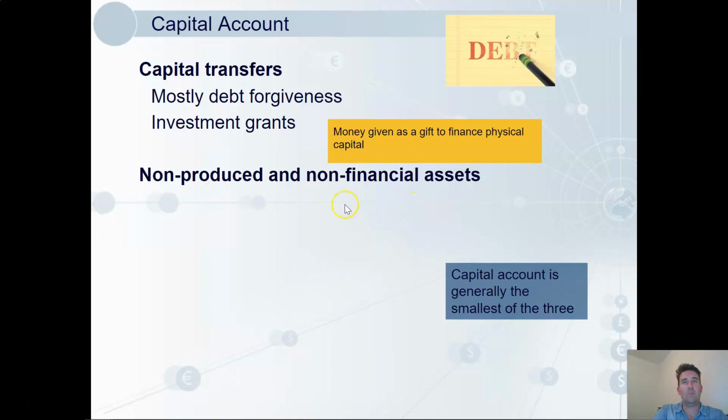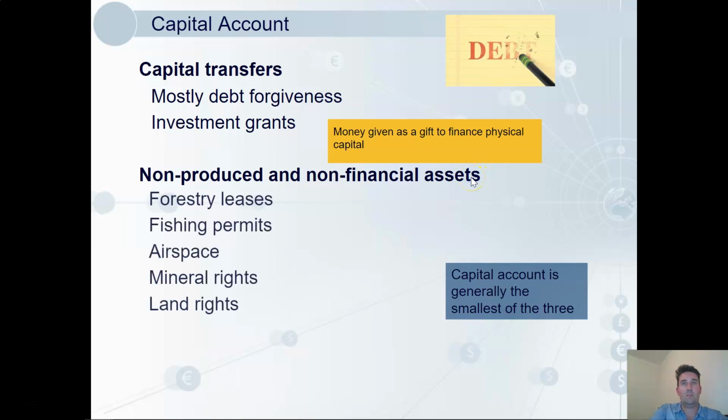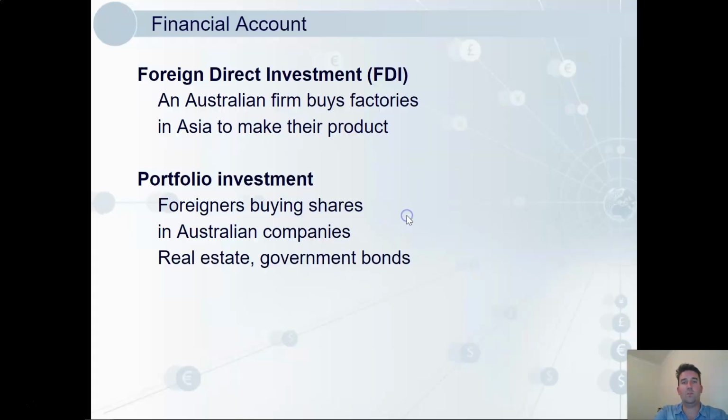Within the capital account, there are also non-produced, non-financial assets. This is really about the purchase of natural resources, such as those listed here. In general, what you really expect to know about the capital account is what the components are: capital transfers and non-produced, non-financial assets. Okay, over to the financial account.